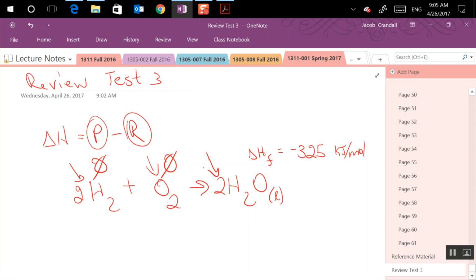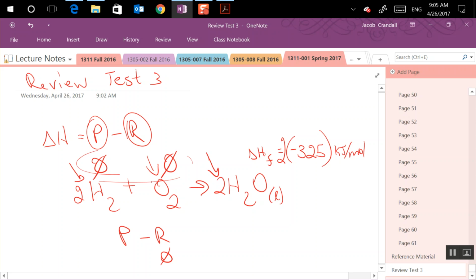So in this reaction, I need to account for that. The delta H of this reaction would not be negative 325. It would be negative 325 times 2. So I'd have to multiply that by 2 in order to find the delta H of this reaction, being products minus reactants, and my reactants are 0. Okay? So negative 650 would be my delta H. Okay, subtracting 0. If these delta H's did add up to something, then I simply subtract them from negative 650. Okay?